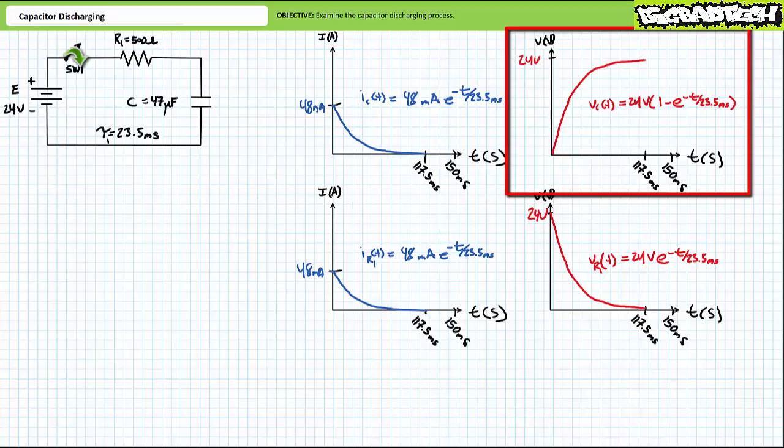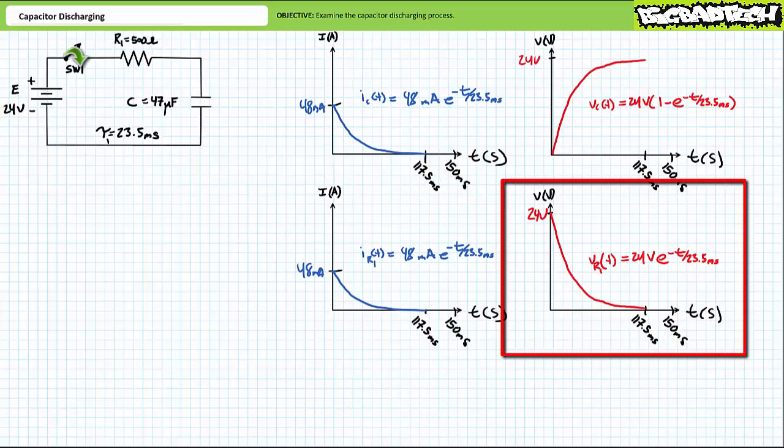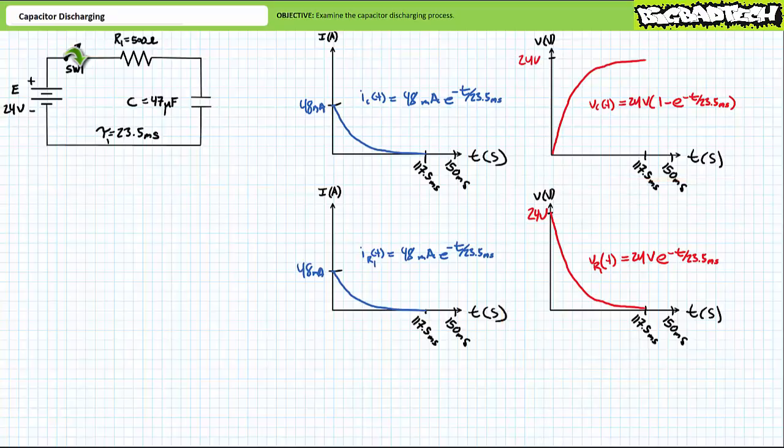IR1 of t during the charging process also equaled 48 milliamperes times e to the negative t over 23.5 milliseconds. Current through the resistor and all elements in series with it experiences an initial surge of 48 milliamperes and decays to 0 amps by 117.5 milliseconds. Finally, VR1 of t during the charging process was 24 volts times e to the negative t over 23.5 milliseconds. Voltage across the resistor surges to 24 volts and decays to 0 volts over 5 time constants or 117.5 milliseconds. Note these functions are valid only for the charging process between t equals 0 and 117.5 milliseconds.